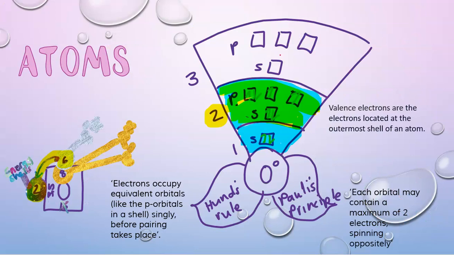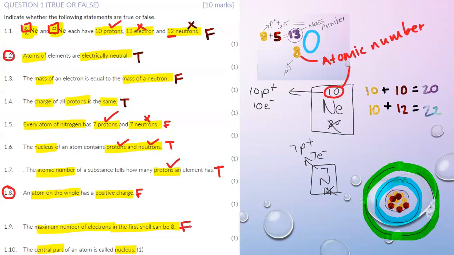And then 1.9, the maximum number of electrons in the first shell can be 8. And if we look at this one, it's not true. So all the other ones will have 8, but the first one is special. The first one can only hold 2 electrons. So this one is false. And then number 10, the central part of an atom is called a nucleus. That was that inside, and that is also true.